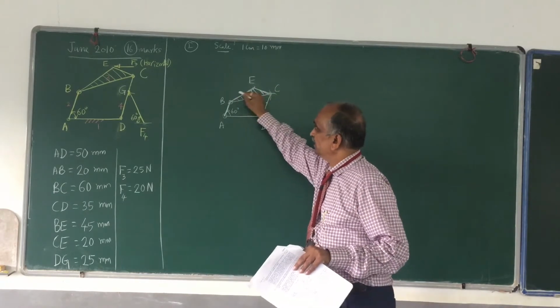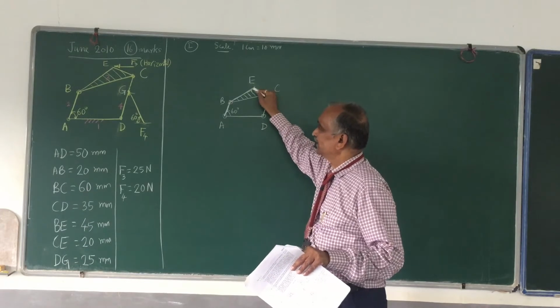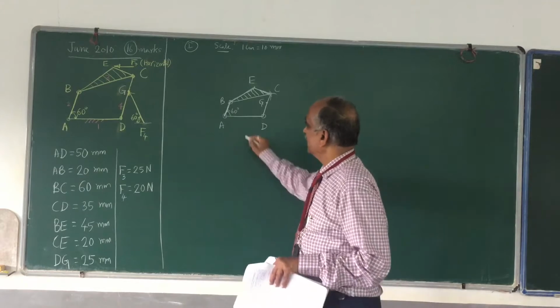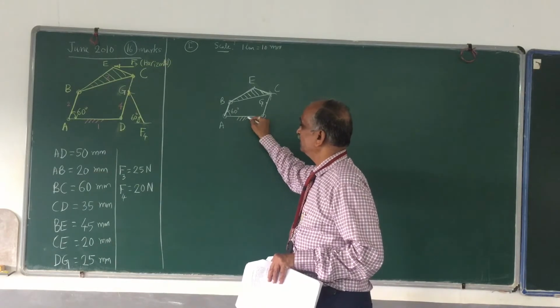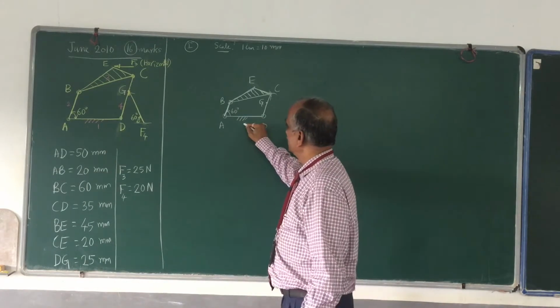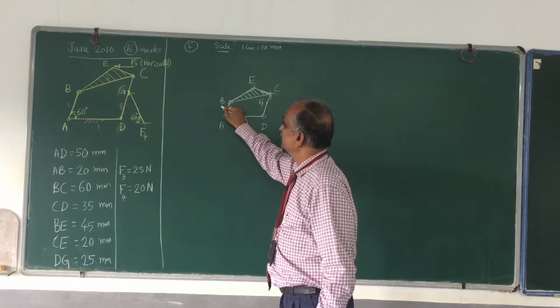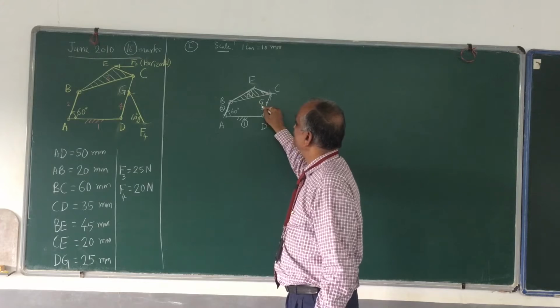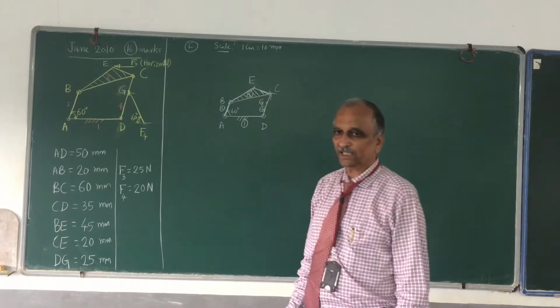As if B is one link, BC is another link, and you have a turning pair. And I know that AD is the frame, so you can fix it. Then this is your link number 1, this is link number 2, this is link 3, this is link 4. So now indicate the forces.